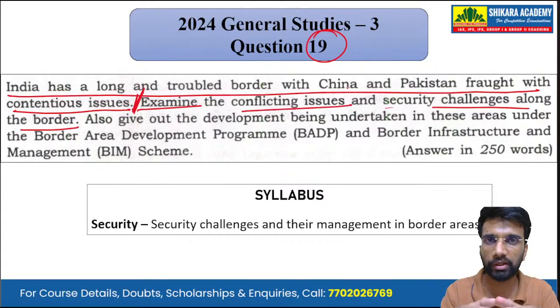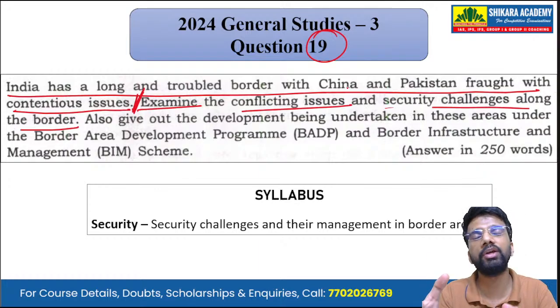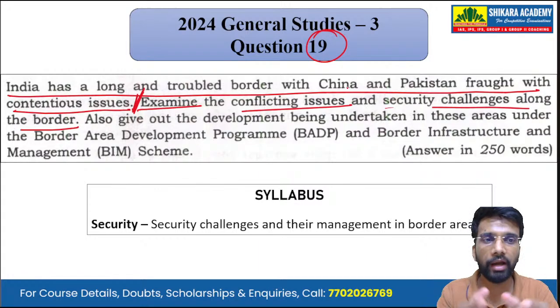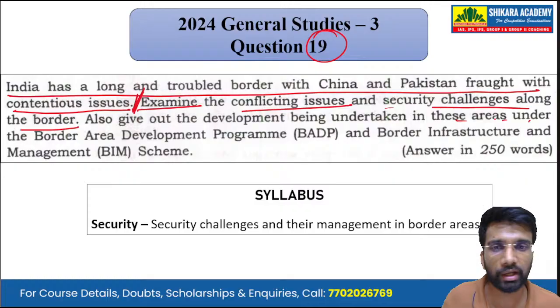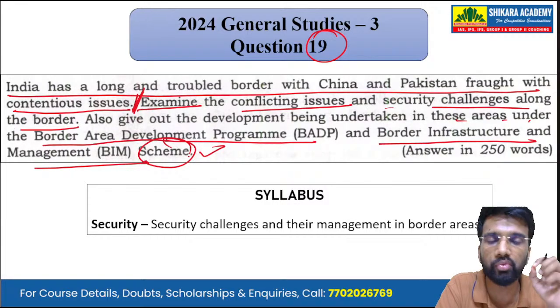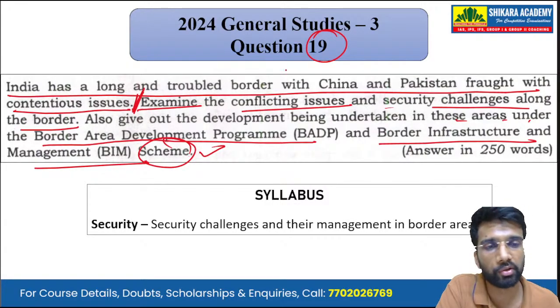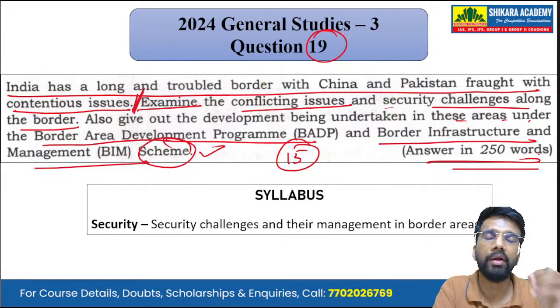What conflicting issues are there on the border with Pakistan? What conflicting issues are there on the border with China? And what are the security challenges across both the borders? Also give out development being undertaken in these areas under Border Area Development Program and Border Infrastructure Management Scheme. Okay, so we have to write about these two schemes or programs as well. So it is a 15-mark question that we have to answer in 250 words.